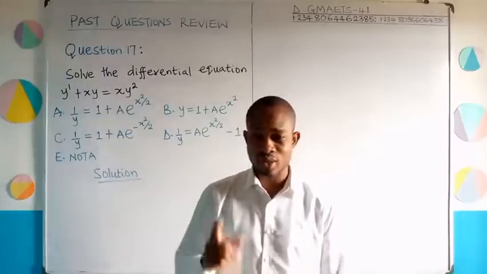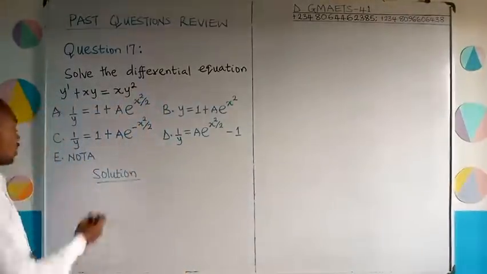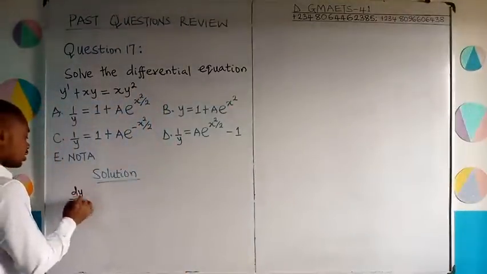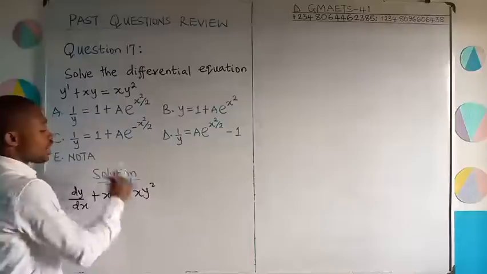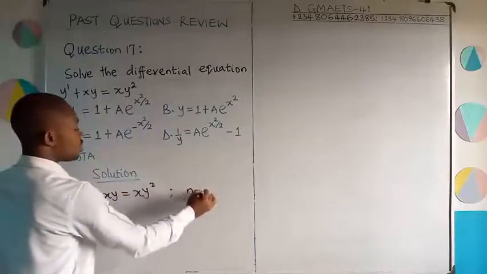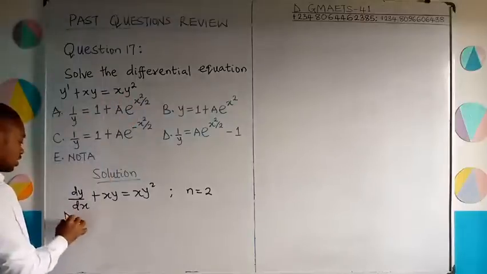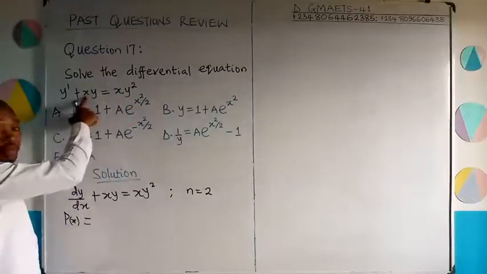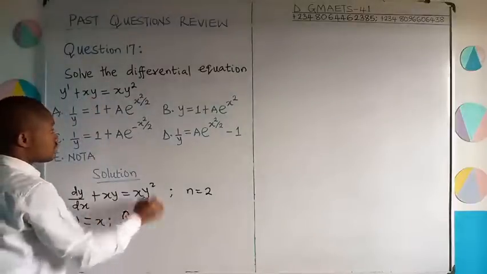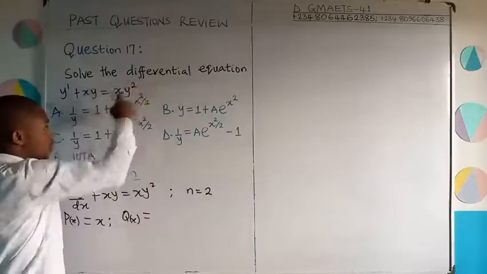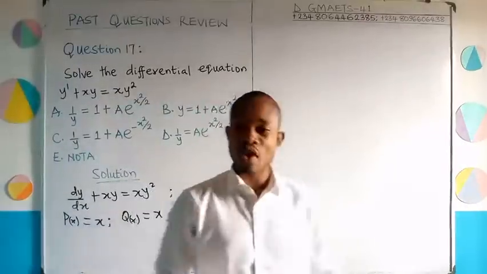Remember, it's a past question we are treating, and we have to be fast in doing that. So the equation is dy/dx plus xy equal to xy raised to the power 2. Now from here, take note please, n is equal to 2, which is the power of y here, and p of x, the multiplier of y here, is equal to x, and then q of x is equal to the multiplier of this y raised to the power 2 here, which of course is x.